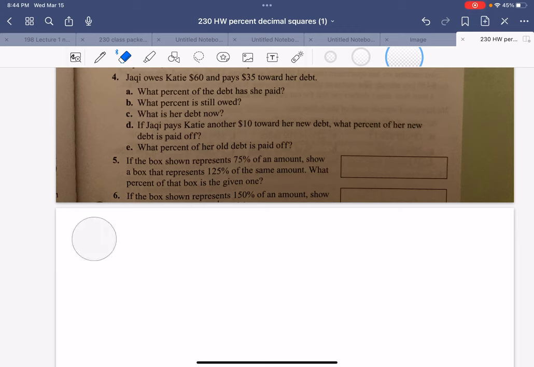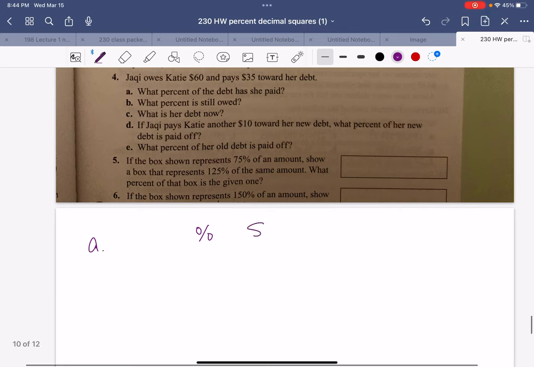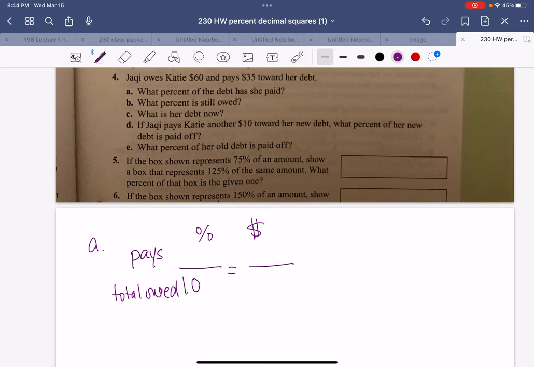So we're going to start off with our little chart. The numbers are labeled in percent because that's what they're being asked for, and dollars because that's the label on the 60 and the 35. And then you can see that it talks about what she owes and what she pays. So there's what she pays, and then total owed is what I'm going to put down there. And the total owed is going to be your 100%.